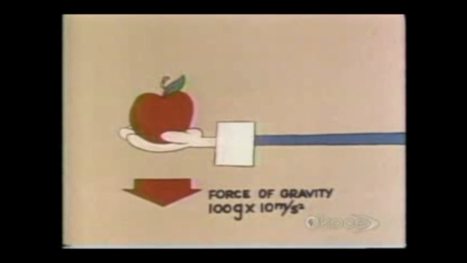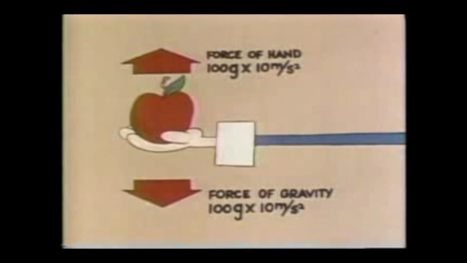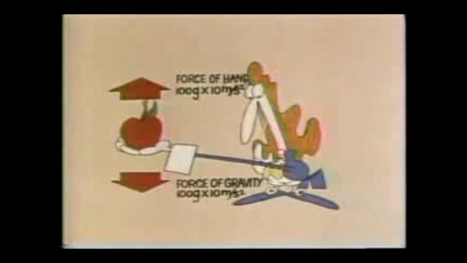The force of gravity pulling the apple down is 100 grams times 10 meters per second per second. And if you want to stop the apple falling, your hand must balance this exactly by pushing the apple up with an equal force. Amazing how complicated a simple little thing like holding an apple in your hand can be, isn't it? Let's simplify it.